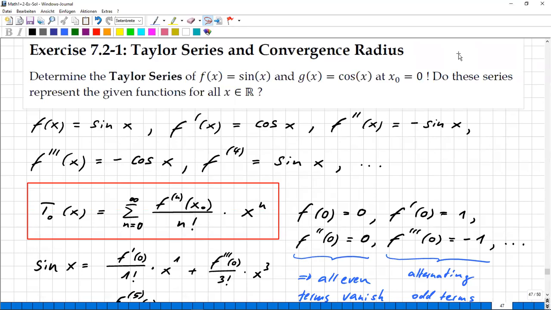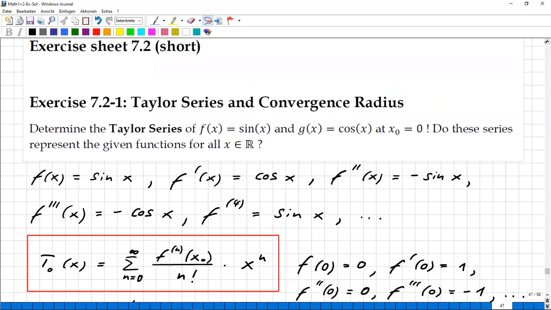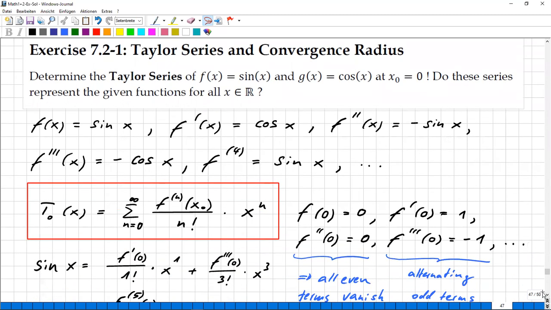Second sheet, Mathematics 2. It's called 7.2, and well, let's look here. It's a short one this time. Just a few exercises about Taylor series. The first one is sort of an introductory example, also asking for the convergence radius, or radius of convergence.